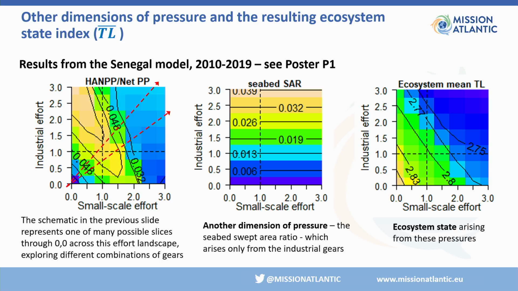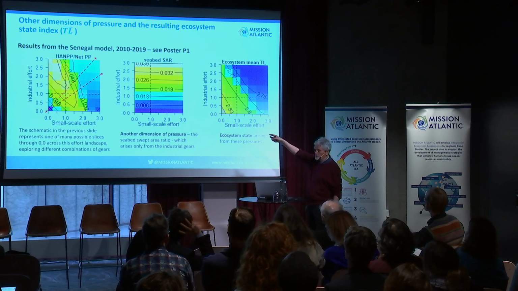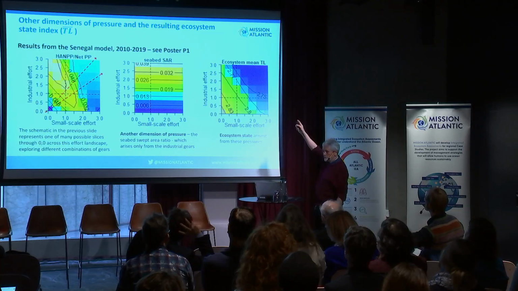There are other pressures too, like the seabed swept area ratio, the proportion of the seabed that's swept by trawling gears. And in Senegal, it's only the industrial gears that do that, the small-scale gears don't, so that's another dimension of pressure. And then on the right-hand side, we've got the response or the state of the ecosystem as a result of those combinations of fishing effort. And you can see it's a nice monotonic decrease from the highest point when there's no fishing to the lowest when there's lots of fishing.